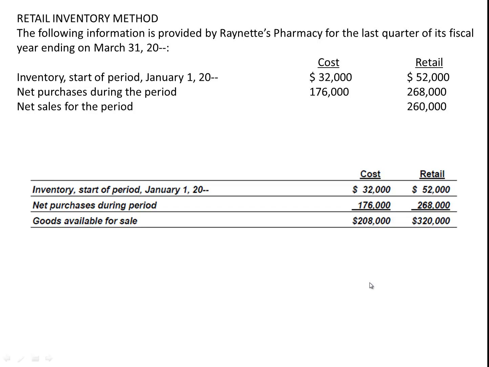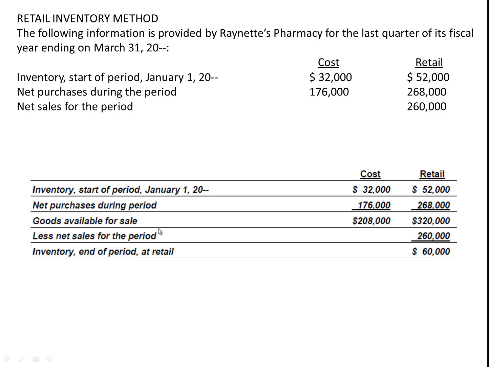Using the information given to us, we can calculate that our goods available for sale cost us $208,000 and our goods available for sale hold a retail value of $320,000. Basically what that means is we paid $208,000 for it and we're hoping to sell it for about $320,000. So the difference would be our gross profit.